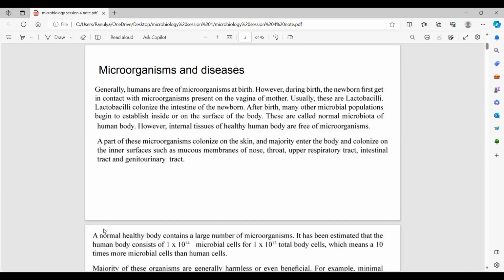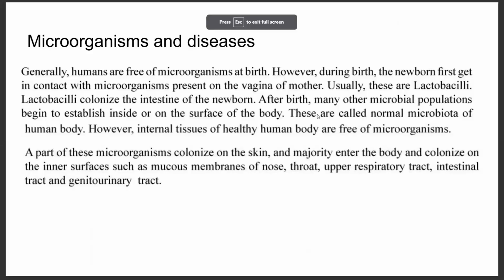You know the baby when it is inside the mother's womb, it is connected with the mother with the umbilical cord. So there are some microorganisms associated with the umbilical cord, right? However, during birth, the newborn first gets in contact with microorganisms present in the vagina of the mother, right? There are lactobacilli bacteria.